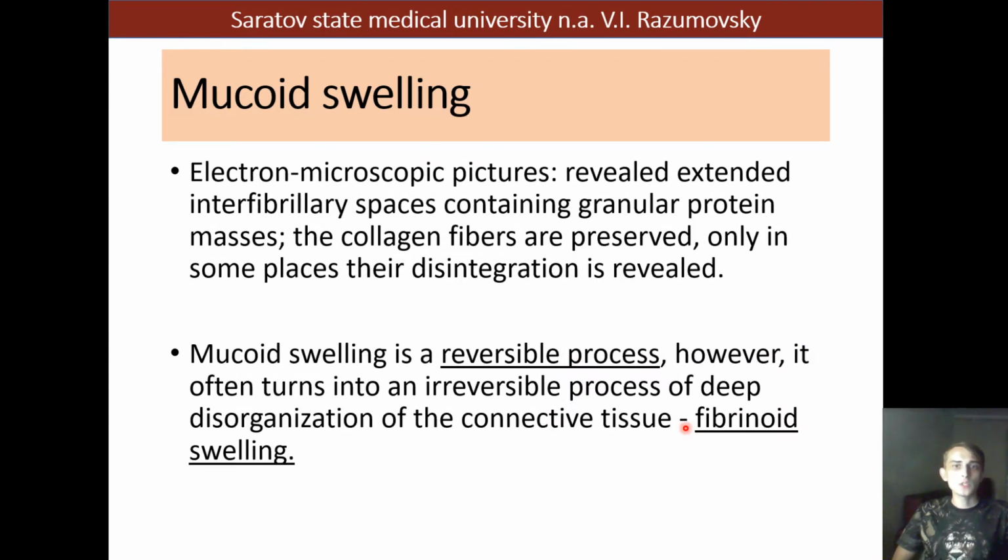Mucoid swelling at the electron microscopic level reveals extracted fibrillary spaces containing granular proteins. The collagen fibrils are preserved only in some places, their distinction is in relief. Mucoid swelling is a reversible process. However, it often turns into an irreversible process of deep disorganization of the connective tissue. It leads to fibrinoid swelling.